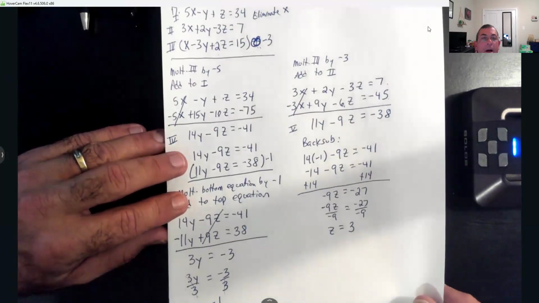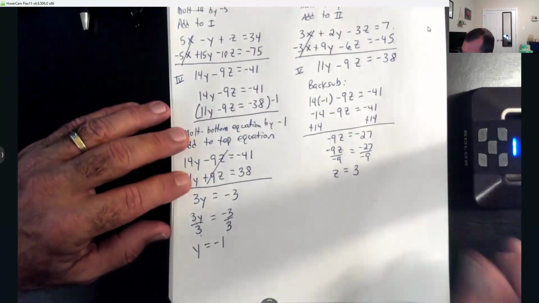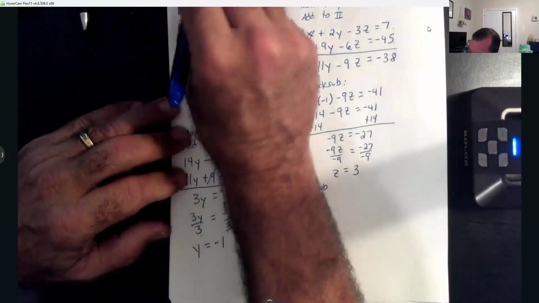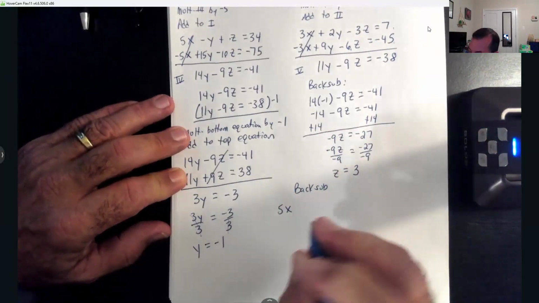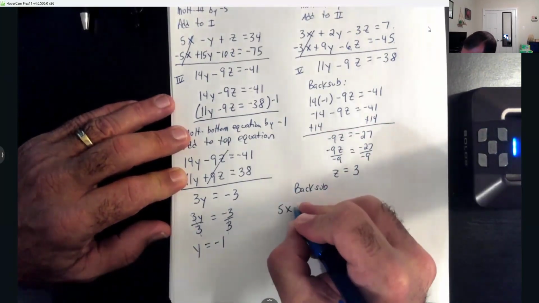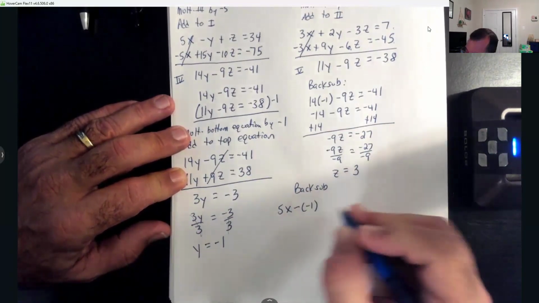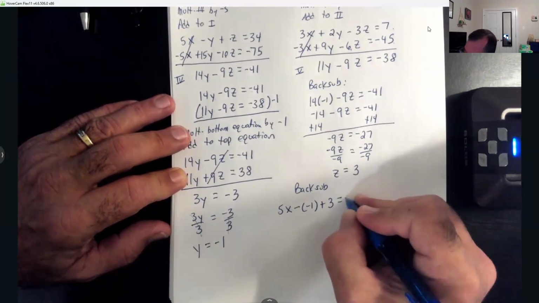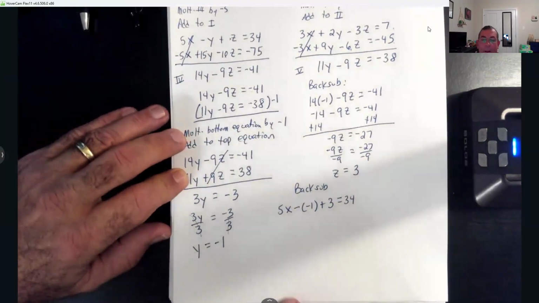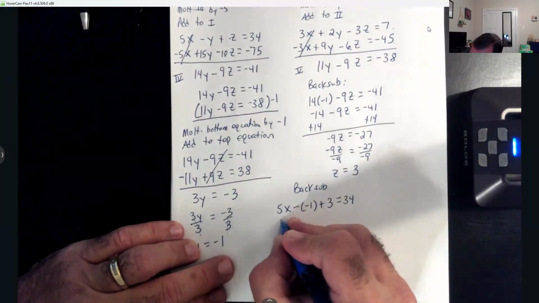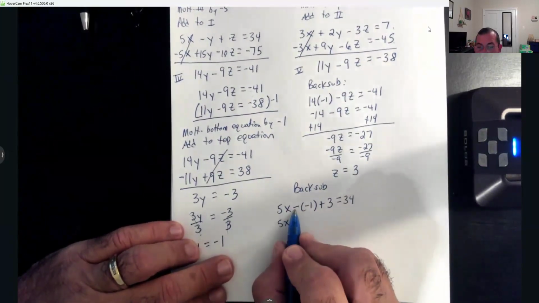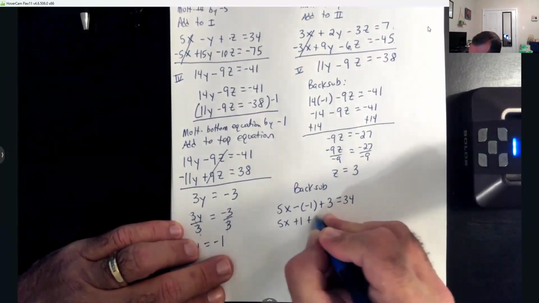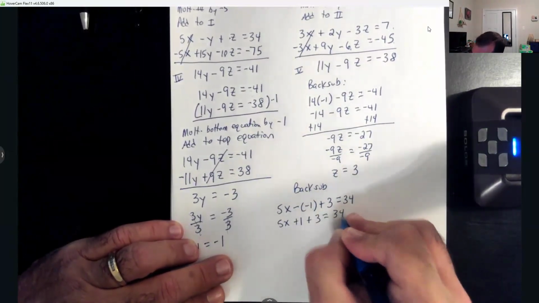So y'all probably use that top one, okay? So I got to back substitute for the last time. I'm going to do the 5x minus y. So that's minus -1 plus my z, which is 3. That's got to equal 34. So y'all, we'll bring down the 5x. Subtracting a -1 makes that a +1. And then plus 3 equals 34.